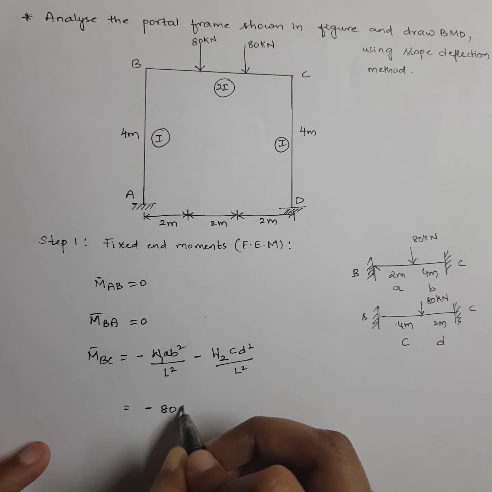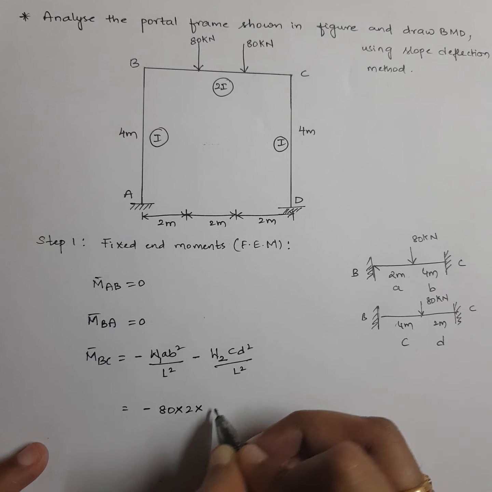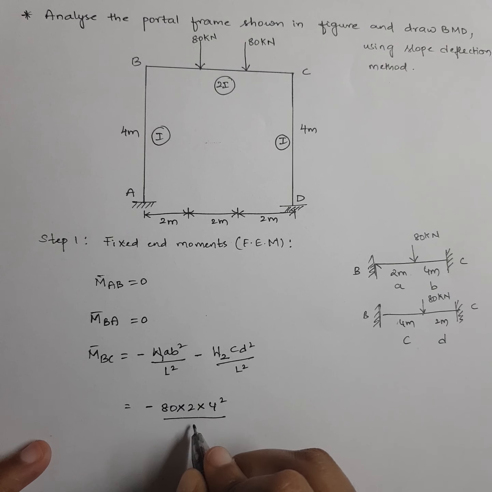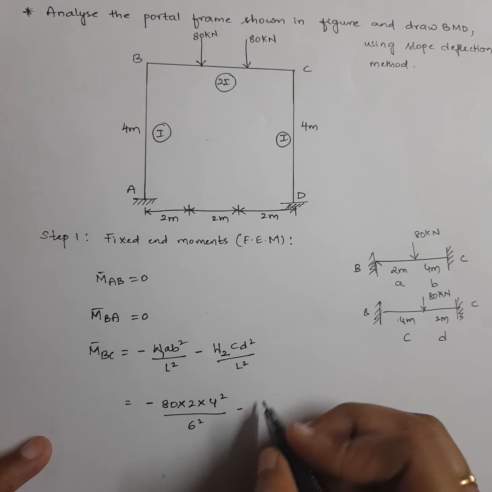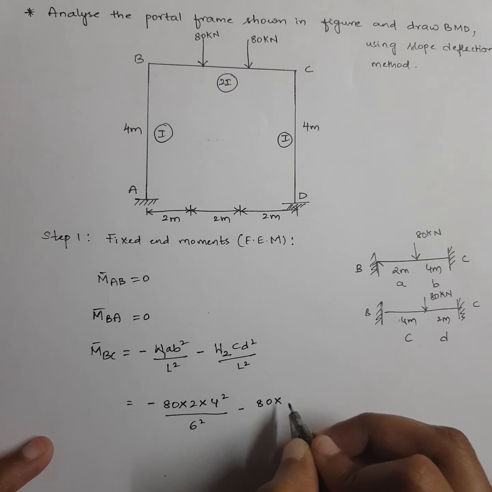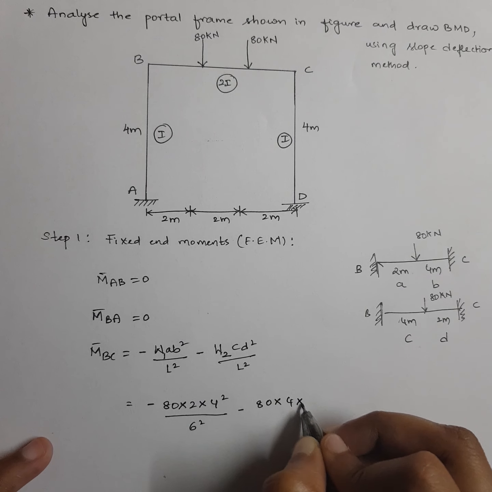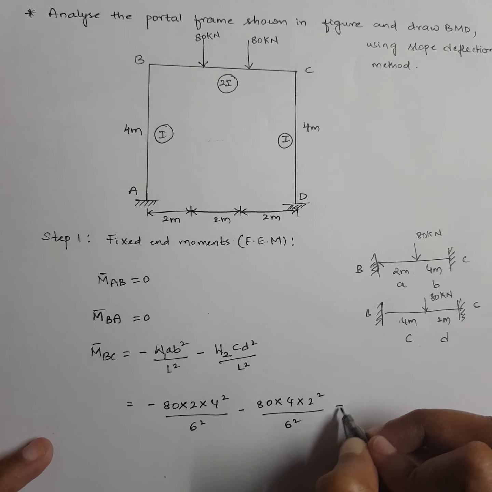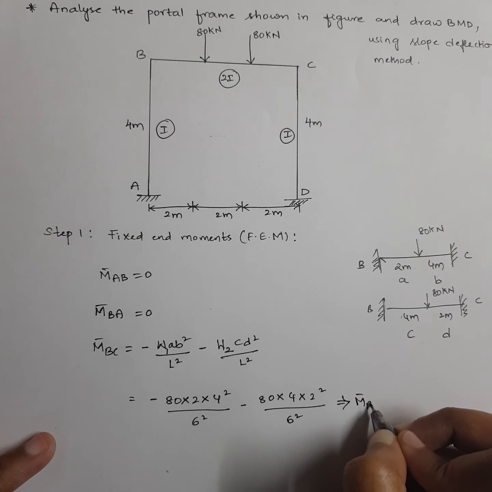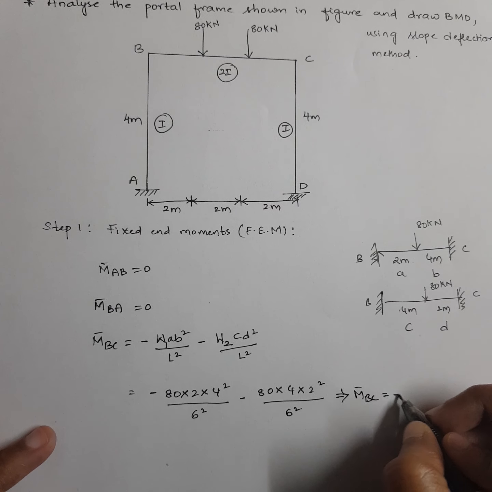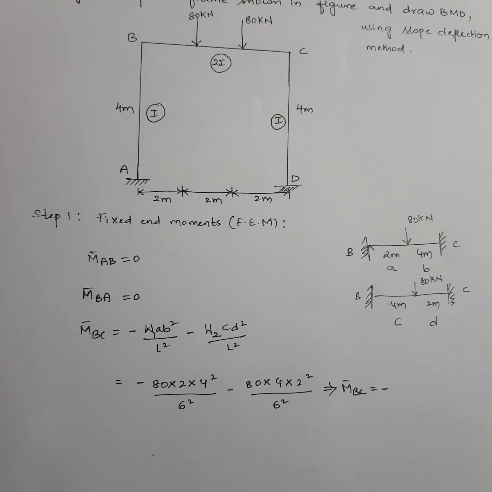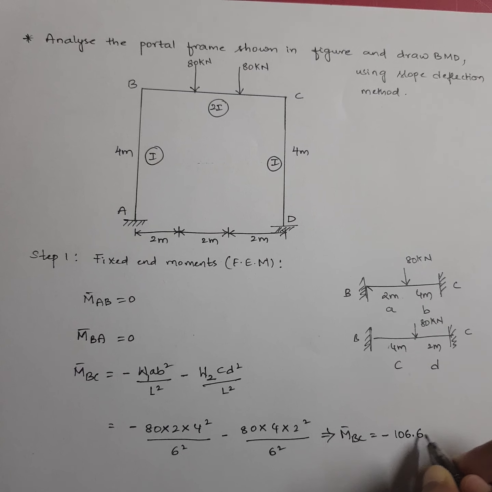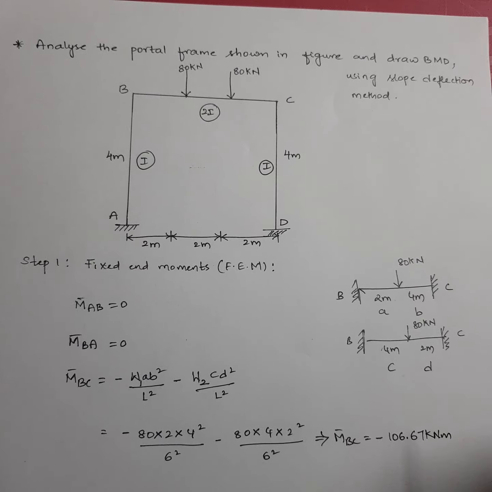I'll substitute and see what value I get. Minus 80 into a, which is 2, into b square, which is 4 square, divided by the total span of BC, 6, so 6 square, minus W2, again 80, into c, which is 4, into d, which is 2 square, divided by 6 square. So I'll solve for M bar BC here. M bar BC is equal to minus 106.67 kilonewton meter.